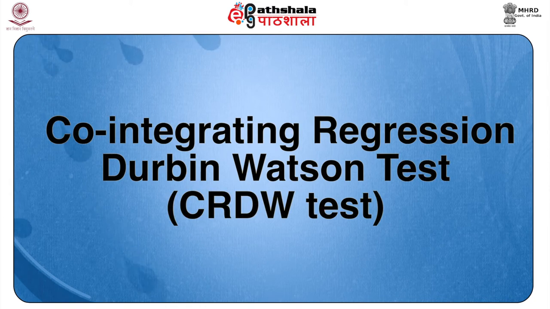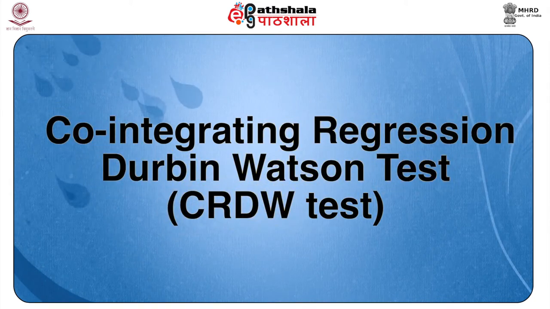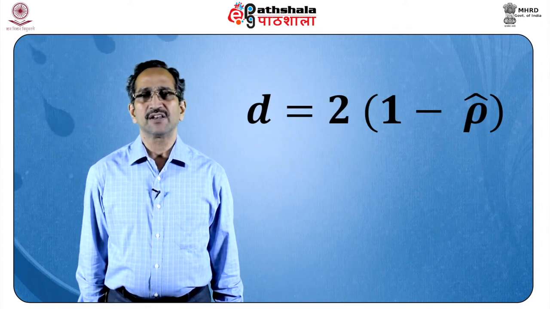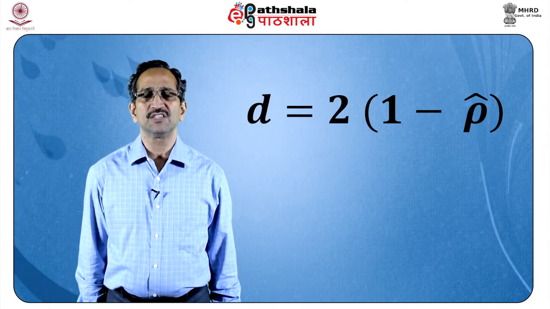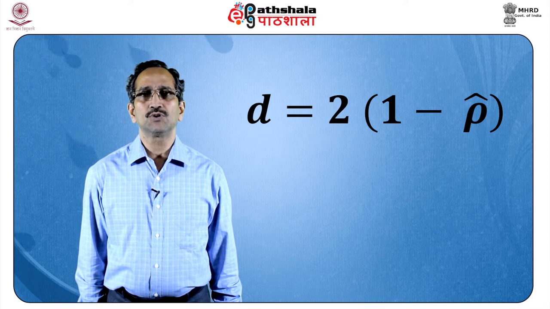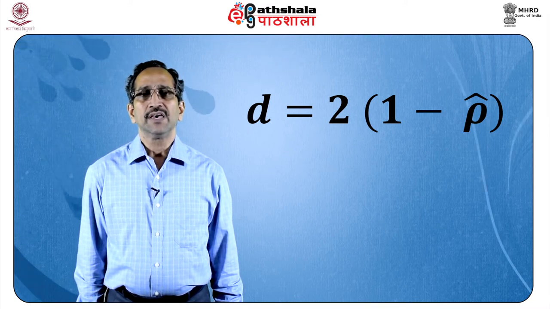Let's now move on and discuss the cointegrating regression Durbin-Watson test, known as the CRDW test. The CRDW test, unlike the previous one, uses d values. As discussed in earlier modules, perhaps you must have come across these d values. The d value is calculated using the following formula: d is equal to 2 into 1 minus rho hat. In case of a unit root, rho hat is equal to 1. Rho hat is nothing but the estimated correlation coefficient. Therefore, d is equal to 2 into 1 minus 1 when rho hat is equal to 1, and therefore d comes out to be equal to 0.